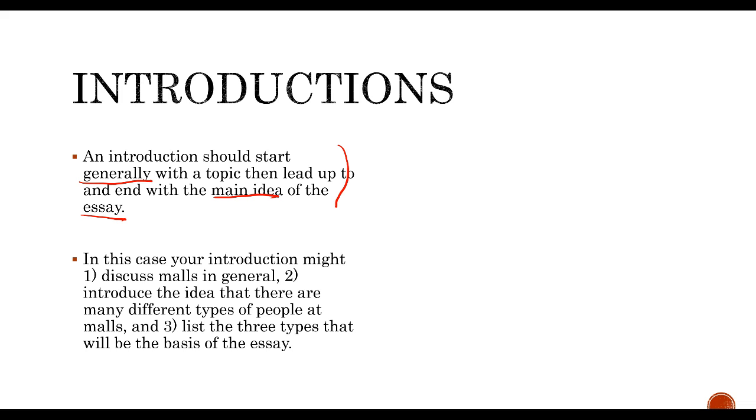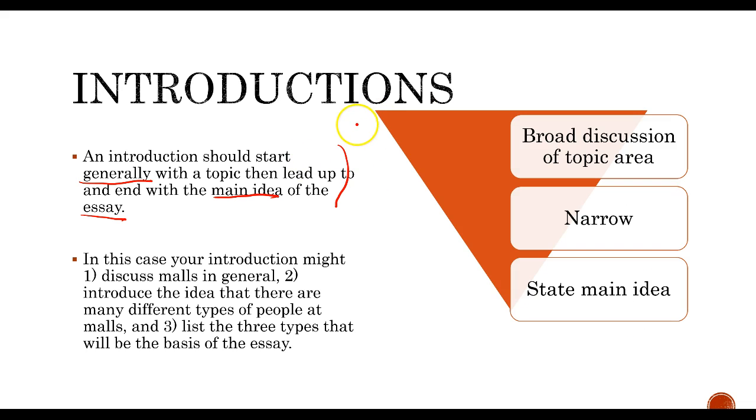It starts broad, it introduces the focus of the essay, people, and then it leads into the main idea. So you want to think of your introductions kind of as a funnel. You're funneling readers into your topic. You start broad and wide, talking about malls in general. And then you narrow into the focus of your subject, people in malls. And then at the end you state your main idea. Usually the main idea is the last sentence of your introduction. In this case, the main idea would be, essentially there are 3 types of people you see at malls: teenagers, older people, and families.